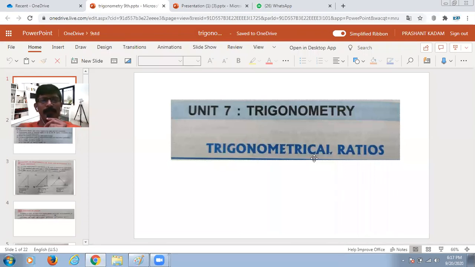At the moment, what exactly is trigonometry? Basically, in case we have to calculate the distance between two objects, or the height of one particular object, then trigonometry is standardly utilized. And the concepts are based on 6 T ratios, or 6 trigonometric ratios. Now, what those 6 T ratios are, we're going to learn in this particular topic, trigonometrical ratios.